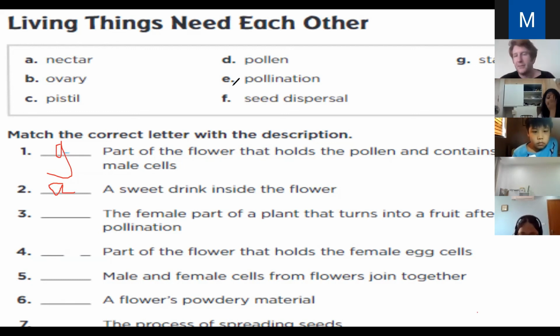So, does anybody have any questions about any of this? Super easy. It's not hard. Cherry, your plants look great. We'll definitely talk about them tomorrow, okay?